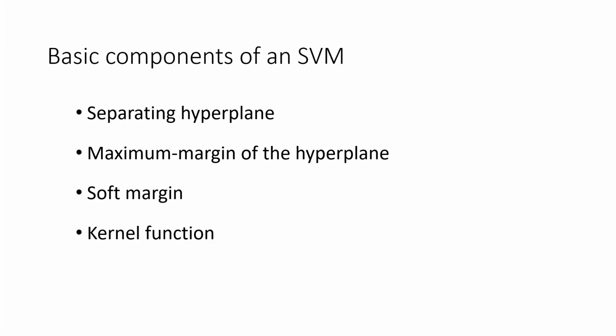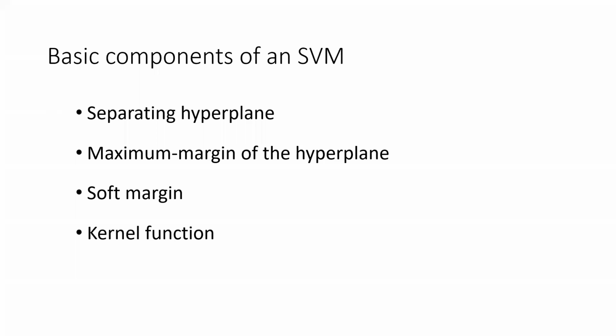There are a couple of basic components of an SVM that we need to think about. The first is the separating hyperplane, which we've just talked about: the idea of some decision boundary that defines our two classes. So on one side of the line, you're one class, and on the other side of the line, you're a different class.